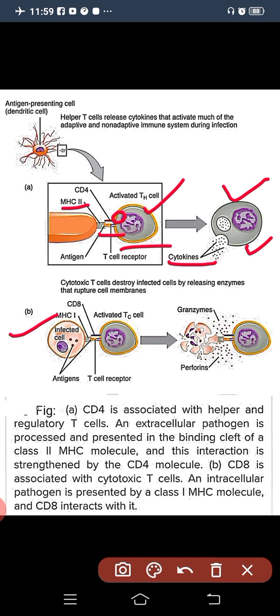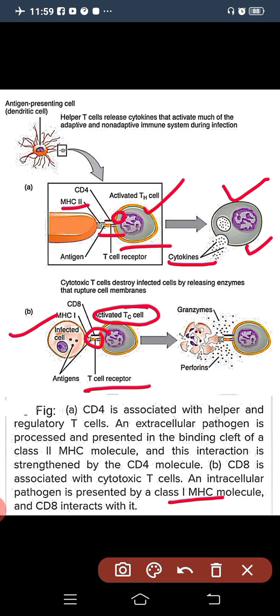In the second case, where the pathogen is intracellular, an intracellular pathogen is presented by a cell's MHC class 1, which presents the antigenic domains or antigen. CD8 interacts with it. Here you can see CD8 interacts with the molecule. So this is our T cell receptor, on the cytotoxic T cell.